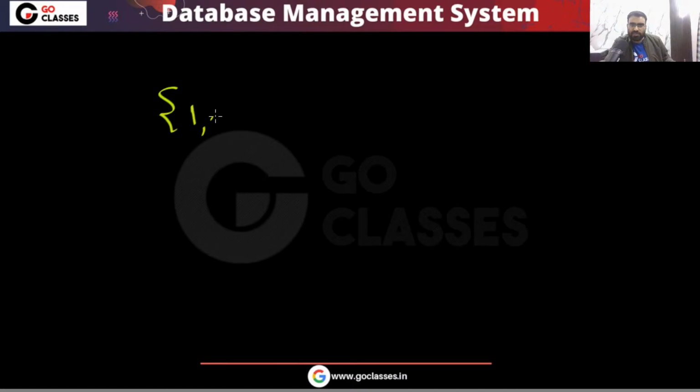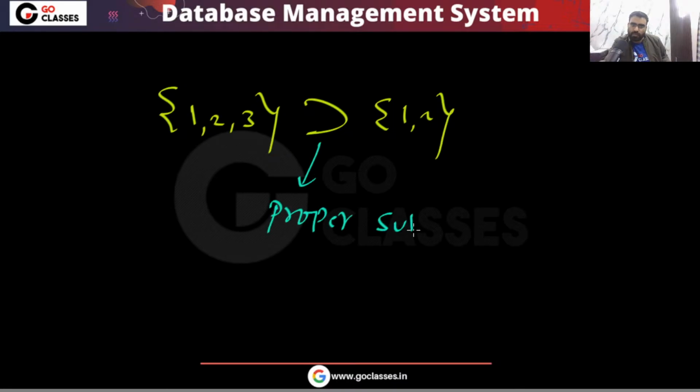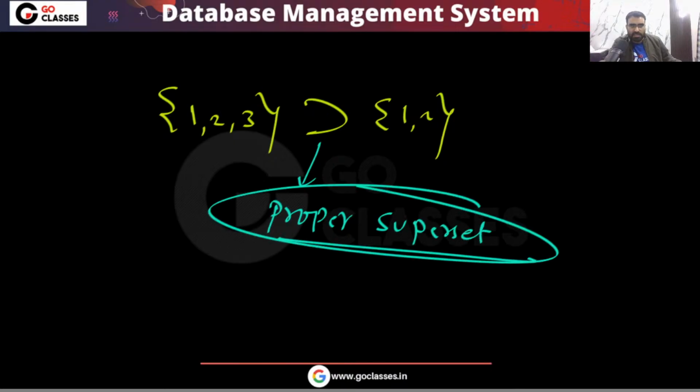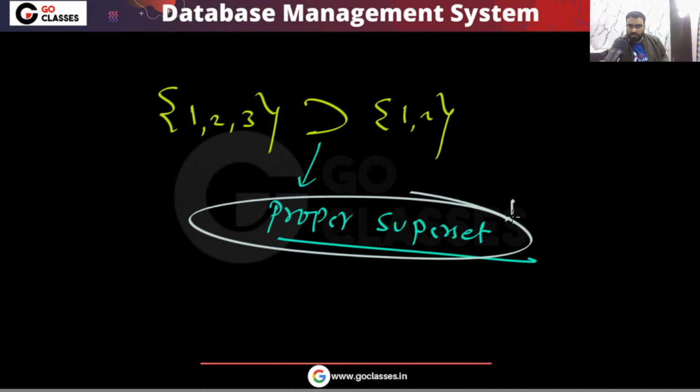For example, {1, 2, 3} is a proper superset of {1, 2}. This is a valid terminology in set theory. Okay, let's move on now.